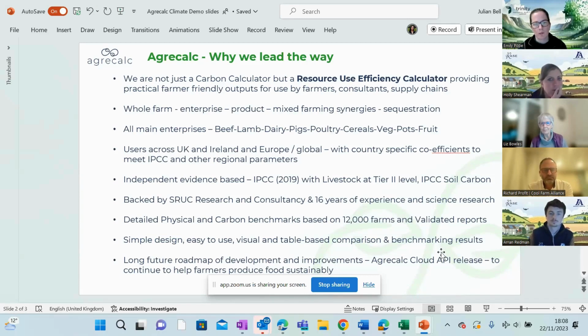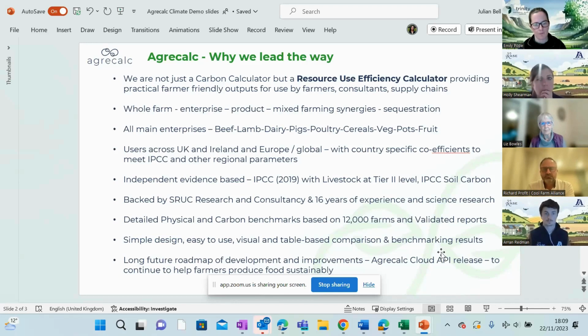Agriculture also includes sequestration in terms of woodlands, soils, and hedges, and that's an important element to round out the results. We cover all the main enterprises: beef, lamb, dairy, pigs, poultry, and crops, with different cropping patterns. Agrecalc's been used on a wide range of projects across the country, Scotland, England, Wales, Ireland, and we also work overseas. We have different coefficients that can be matched to regional parameters. We are independent, purely focused on delivering the most accurate science to the user.